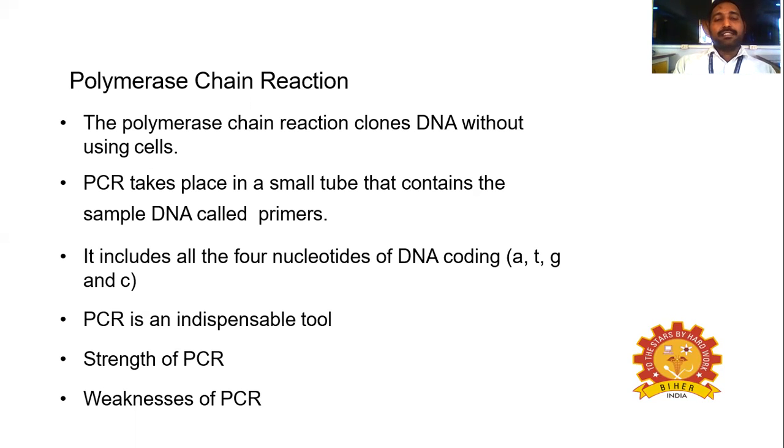Also, PCR takes place in a small tube, where you will have a small amount of DNA, and also the primers, the enzymes, the buffers and dNTPs. These are the few elements available within that small tube, and then the process proceeds step by step, and finally you will have multiple copies of a particular gene.